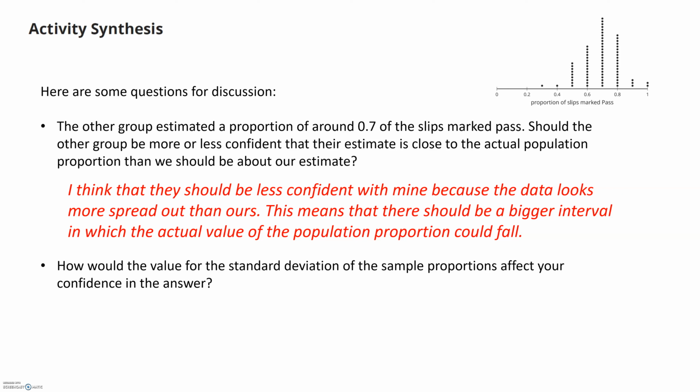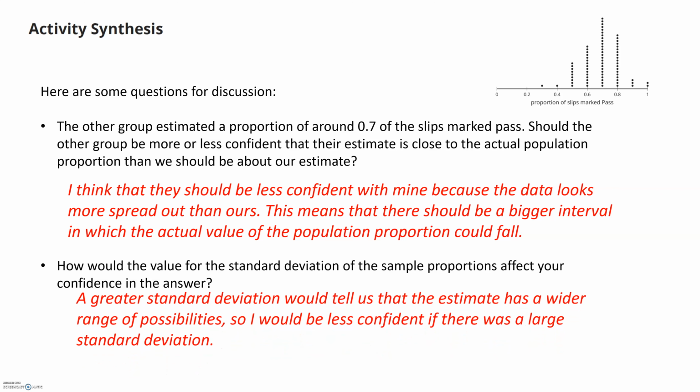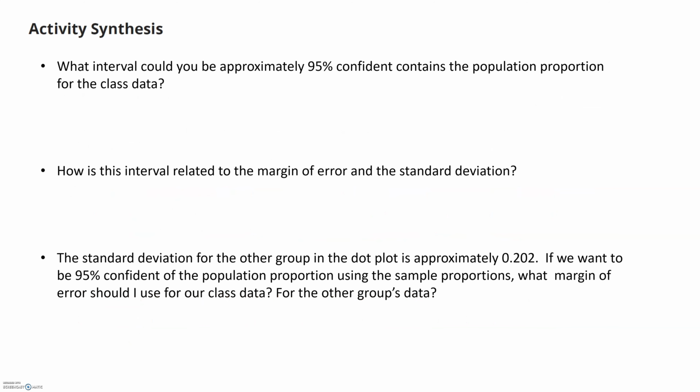So the next question is, how would the value of the standard deviation of the sample proportion affect your confidence in the answer? We just said that, right? The greater standard deviation tells us the estimate has a wider range of possibilities because obviously it's more spread out. So I will be less confident because I know there will be way more possibilities, especially if the data was collected from a very small sample. So all these things hopefully now start to click.